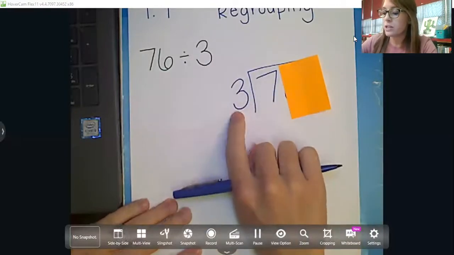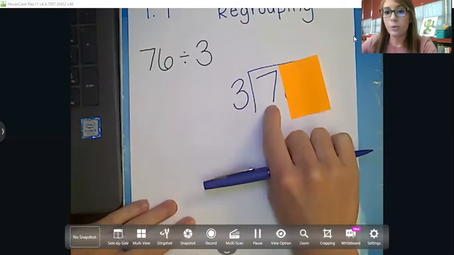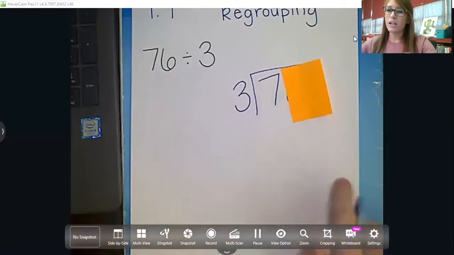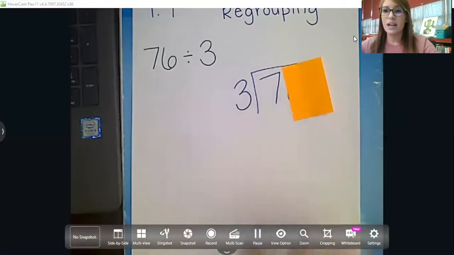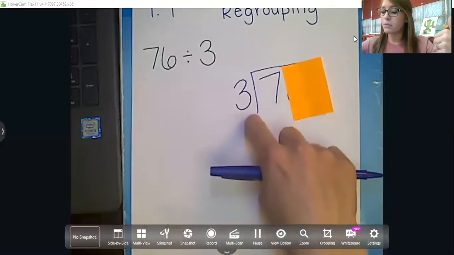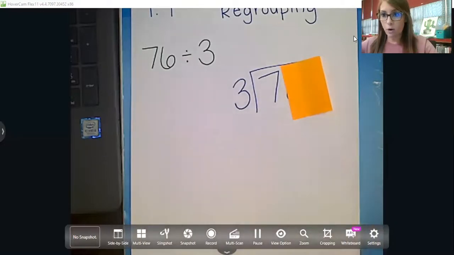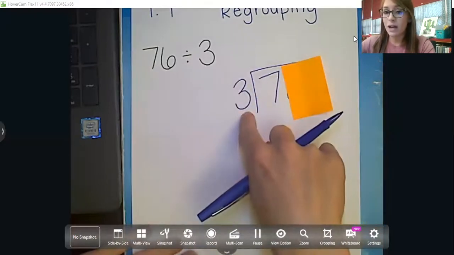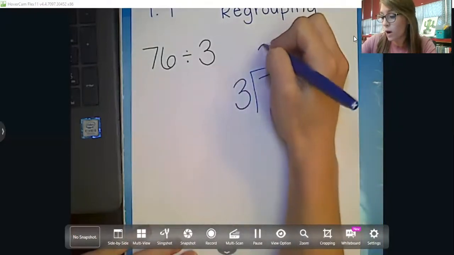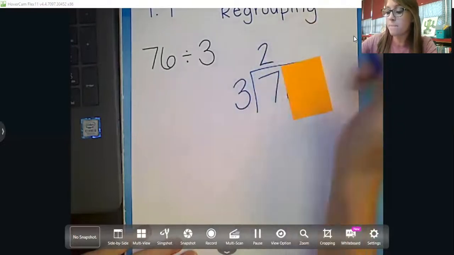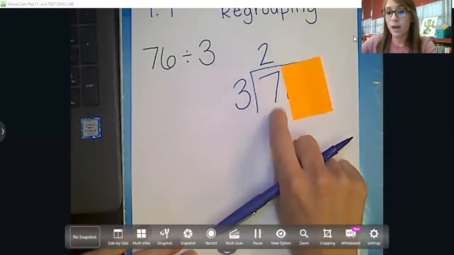So you're going to ask yourself, how many times can 3 go into 7? Now, we already know that 3 can't go into 7 evenly. 3 times nothing's going to give us 7. But what can I multiply to get me close to 7 without going over it? Right, I can do 3 times 2. So I'm going to take that 2, and I'm going to put it right here above this 7, okay?